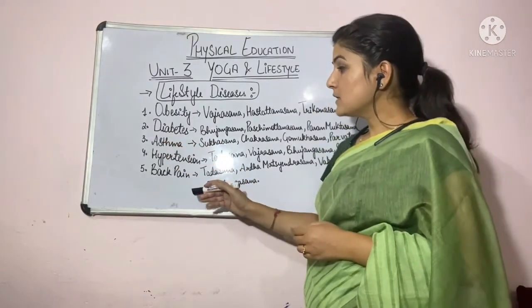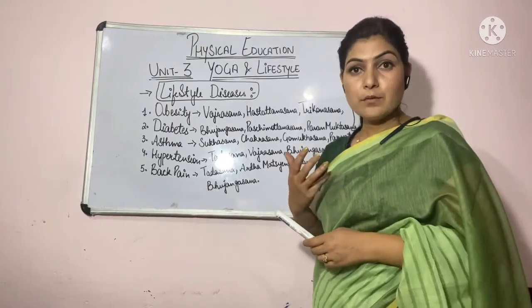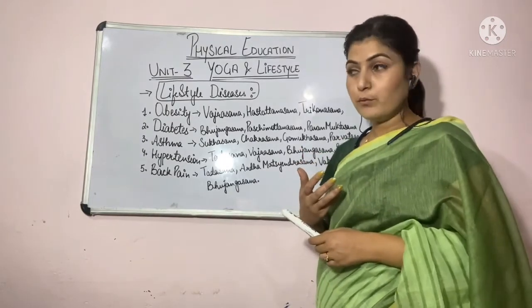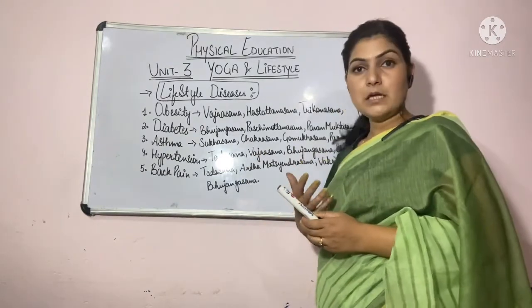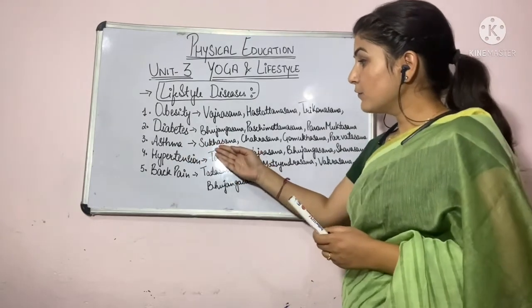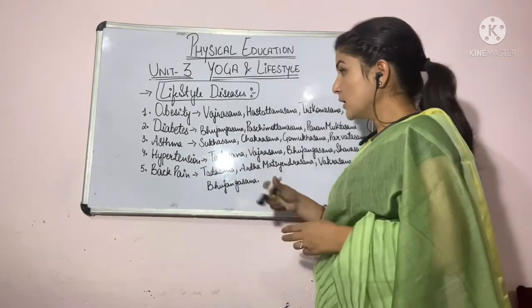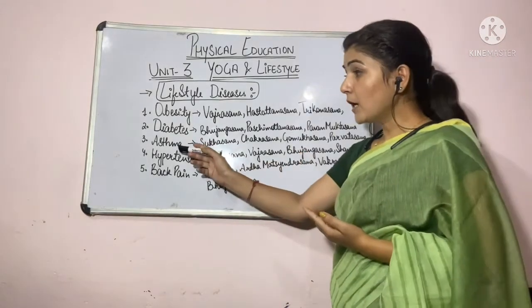Third lifestyle disease is your asthma, which is related to your lungs, related to your breathing problem. When individuals suffer with breathing, inhale and exhale, in that case there are following yoga asanas. By practicing these asanas, you can cure asthma.